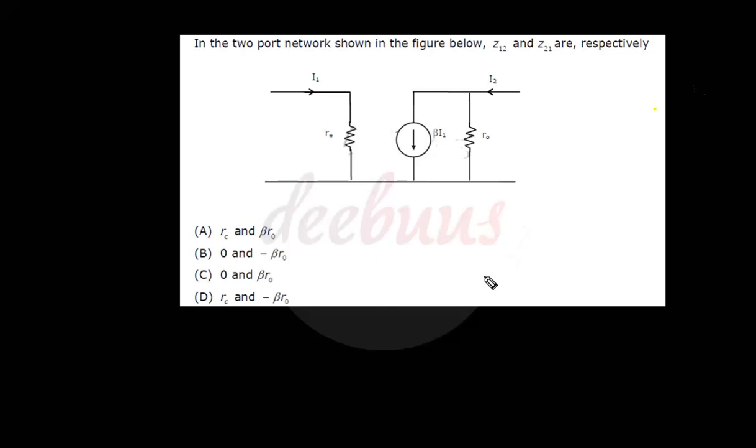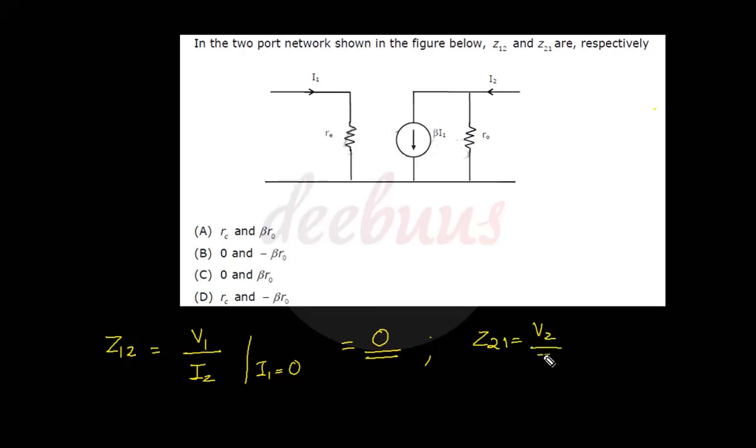In the two-port network shown in the figure below, Z12 and Z21 are respectively, right? We know Z12 equal to V1 by I2 at I1 equal to 0, right? So when I1 equal to 0, the input voltage V1 turns out to be 0 as no current is flowing. So Z12 equal to 0. Now we have to evaluate Z21.